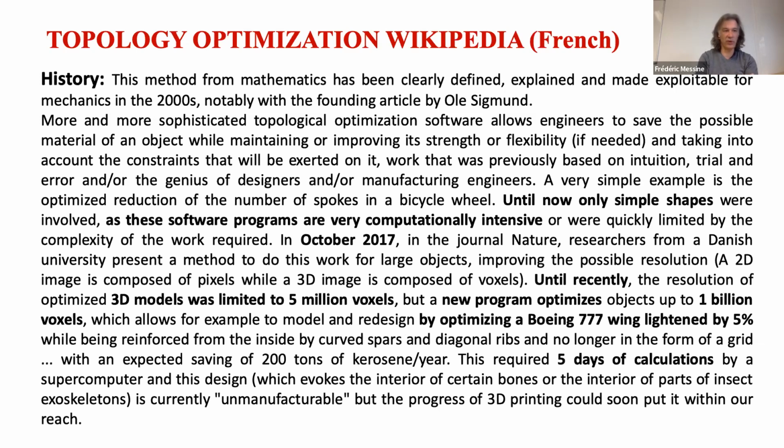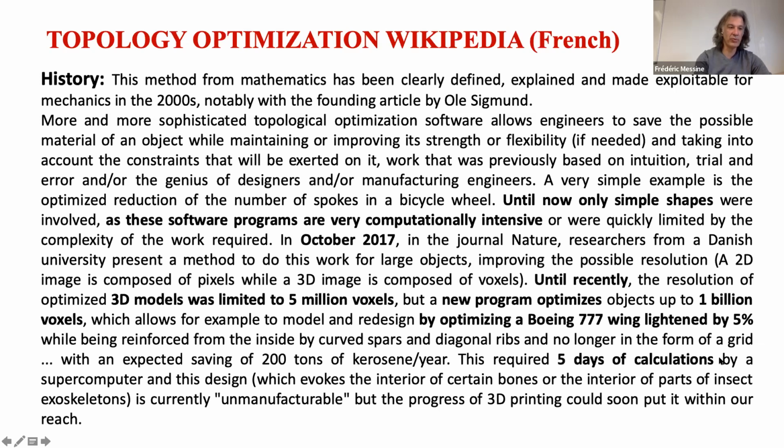That was to optimize in 3D the wing of the Boeing 777. And we won again 5%, because for those Boeing wings, they were already optimized using topology optimization for each part. And now we optimize it in 3D. And again, we win 5%.